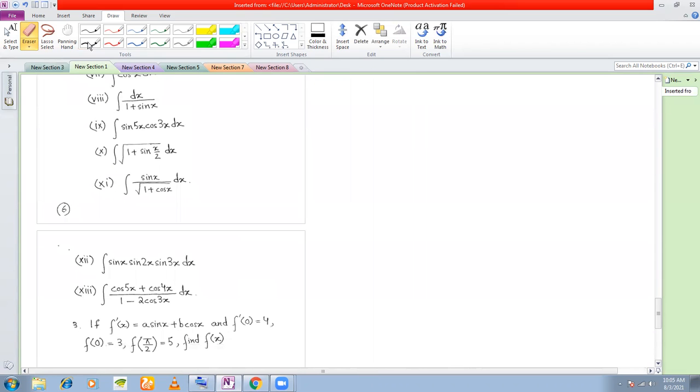Number 10. Number 10 is a very important integral. The technique is important. This technique we had done in class 11. This integral is root over of 1 plus sine x by 2 dx. In order to evaluate this integral, we try to remove the radical. How do we try to remove the radical? We try to express this as a plus b whole square.